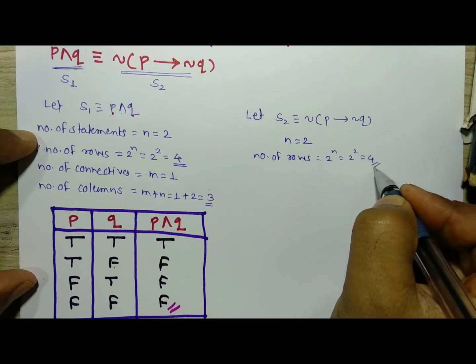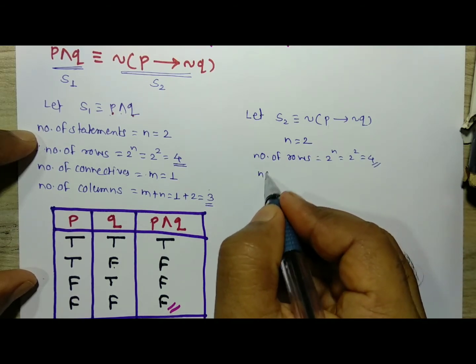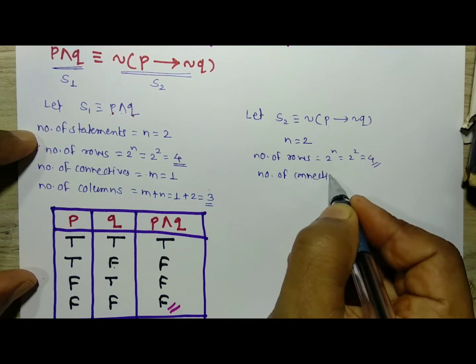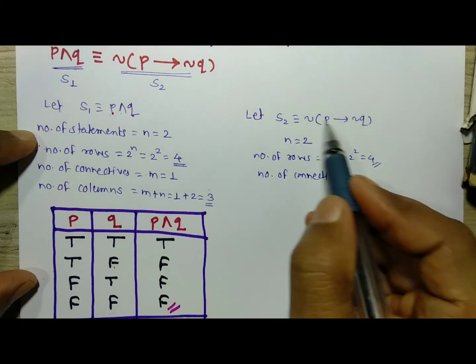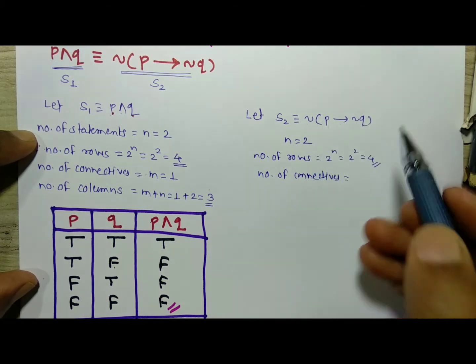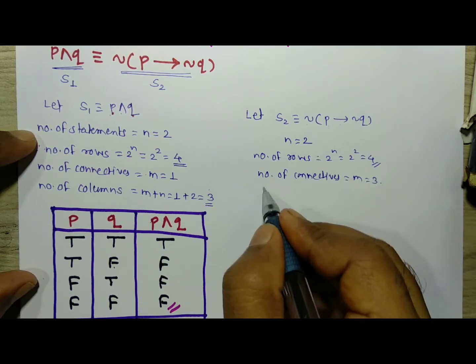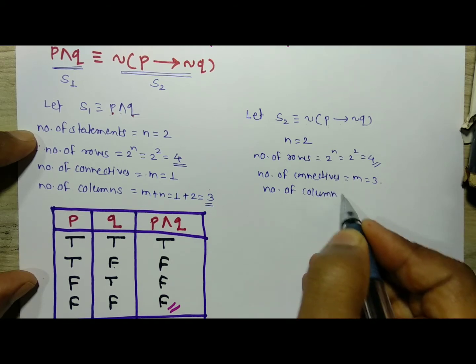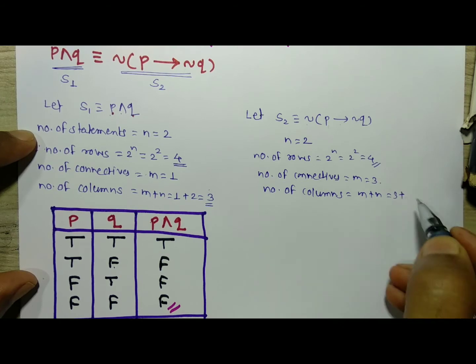That means our truth table has 4 rows, and we count the number of connectives. There are 1, 2 and 3 connectives, and therefore m is equal to 3, and therefore the number of columns is equal to m plus n, that means 3 plus 2.